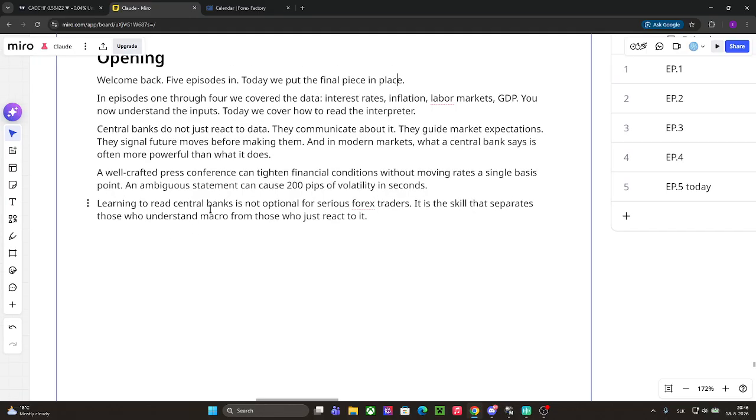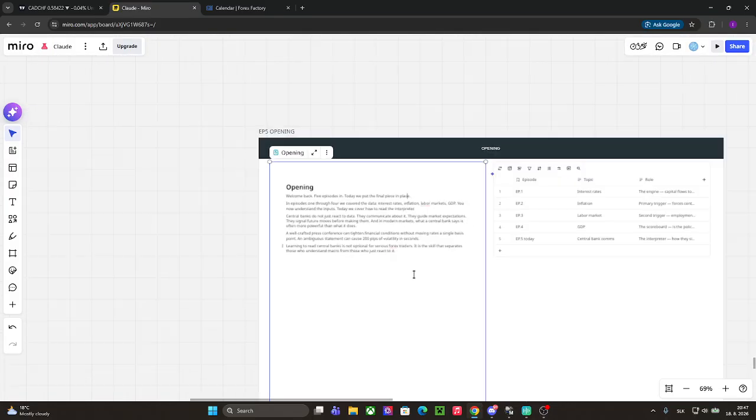But we'll continue. A well-crafted press conference can tighten financial conditions without moving rates a single basis point. An ambiguous statement can cause 200 pips of volatility in seconds. Learning to read central banks is not optional for serious forex traders. It is the skill that separates those who understand macro from those who just react to it.